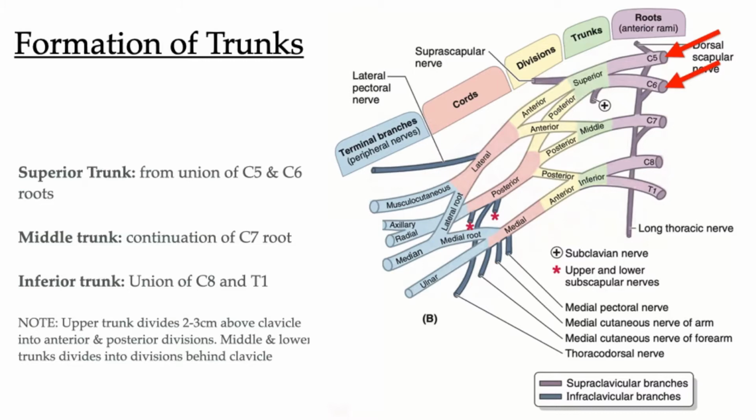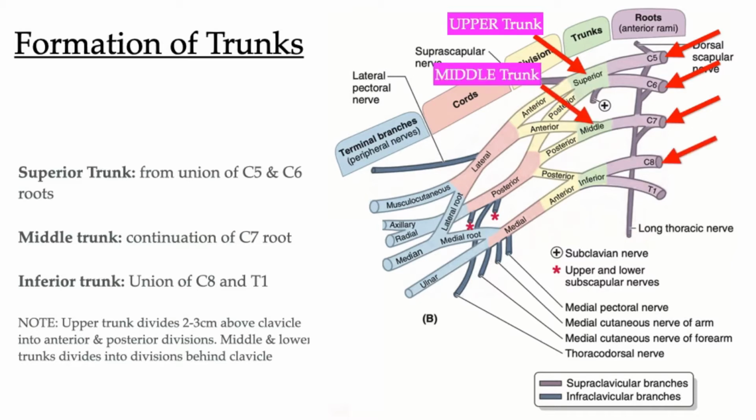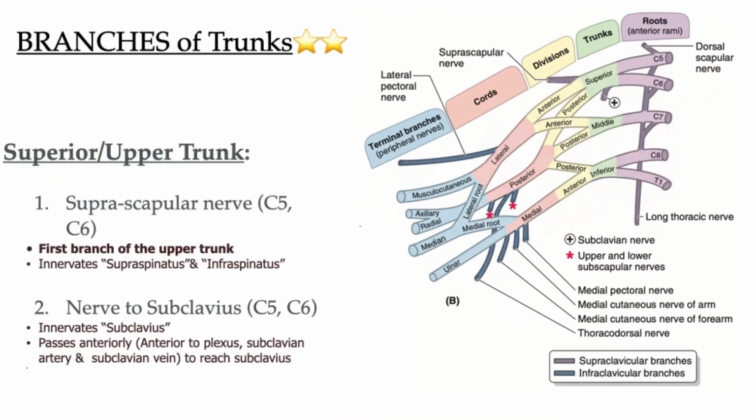Now, you can clearly see how C5 and the C6 roots are combining to form a trunk, which is the superior or the upper trunk of the brachial plexus. This is the C7 root of the brachial plexus. It continues to form the middle trunk of the brachial plexus. This is the C8 root and this is the T1 root of the brachial plexus. Both of them combine or unite together to form the lower trunk, that is the inferior trunk of the brachial plexus.